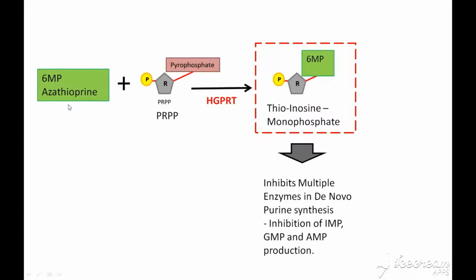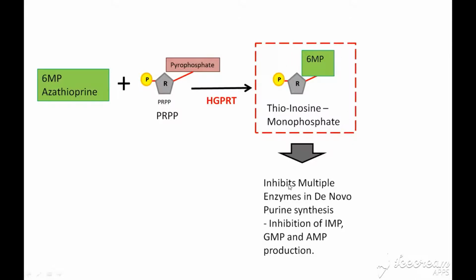Okay, so the next group of drugs that we're going to talk about is azathioprine and 6-mercaptopurine. Now, these are pretty much the same drugs. Azathioprine is actually converted to 6-mercaptopurine in the body. So 6-mercaptopurine is a purine analog, so it has a very similar structure to hypoxanthine and guanine. And that gives it the ability to interact with PRPP by the enzyme HGPRT, and it forms a substance called thioinosine monophosphate. Now, this is a toxic substance.